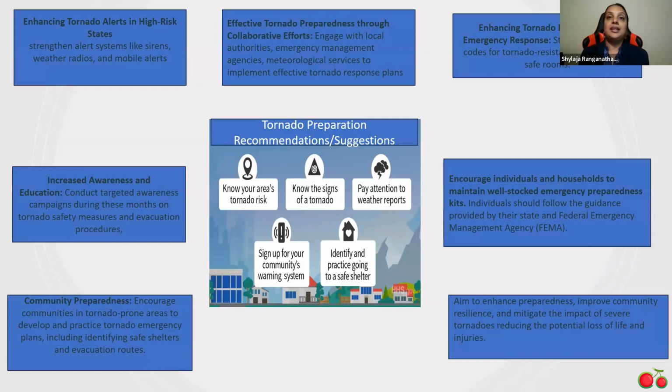But why are we doing this? Tornadoes are something which we cannot prevent, but we can have some protection measures for it. Mainly our focus is to mitigate the impact of tornadoes and to reduce the potential loss of life and property.